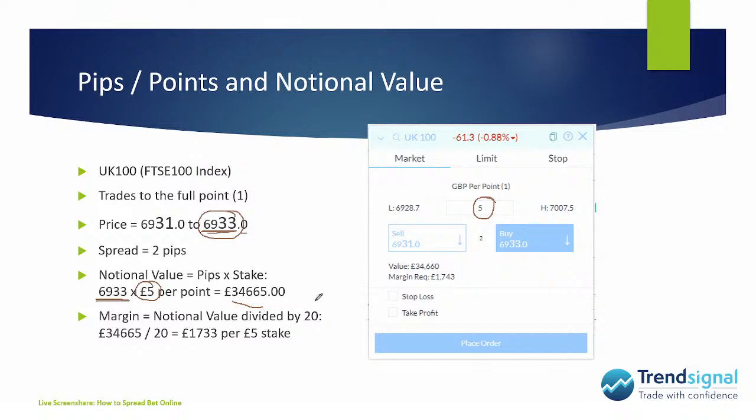And because indices trade at 20 to 1, that is a 5% margin requirement. That's how much money, what percentage of this, you need in your account to trade it. This amount divided by 20, or times 5%, or times 0.05, whichever way you want to do it, gives the same result. So in order to do £5 a point on the FTSE 100, you need £1,733 in your account. Simple enough, I would like to think. Again, brokers are going to be different, so make sure you check your broker to know exactly what it is.